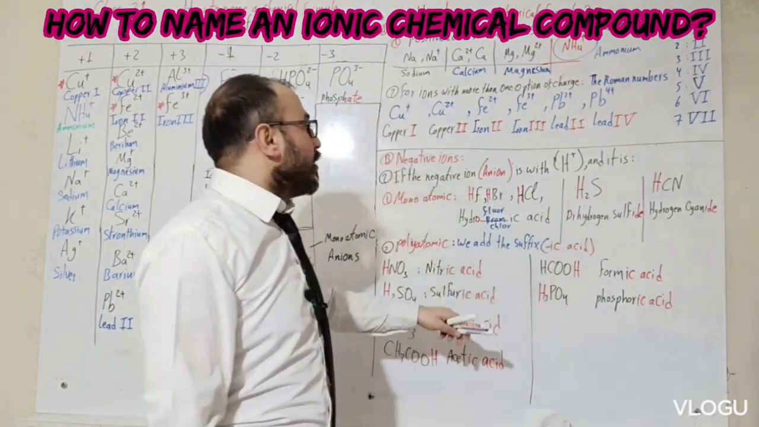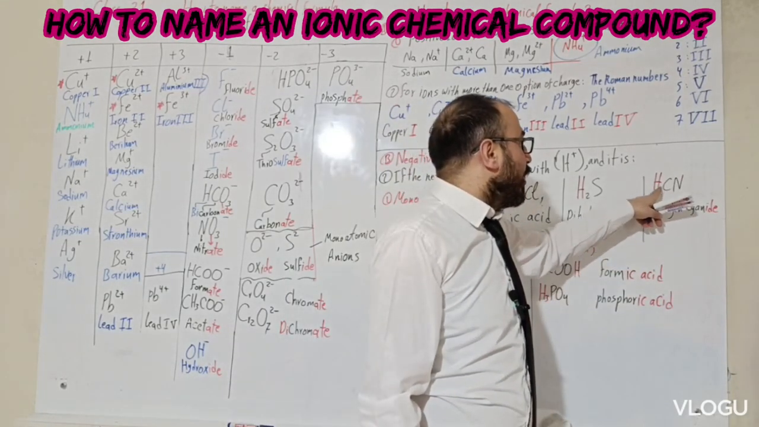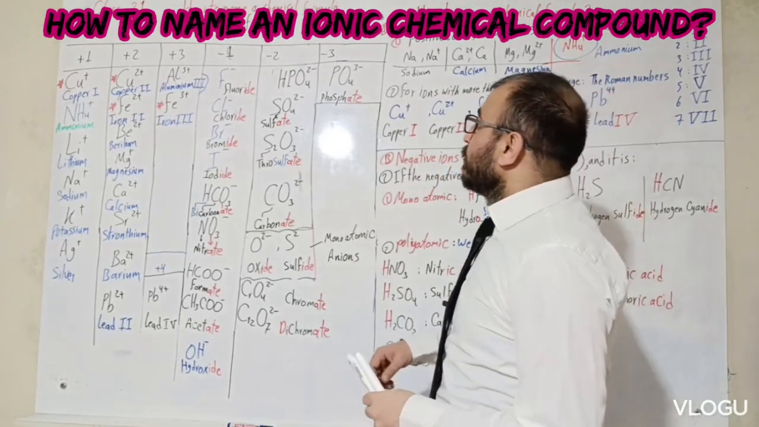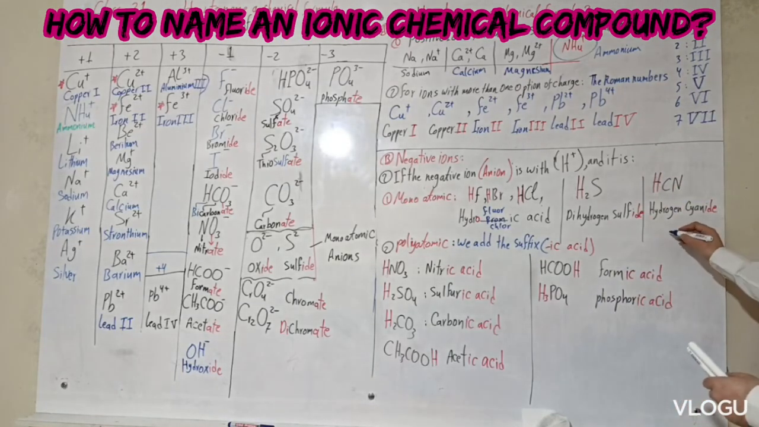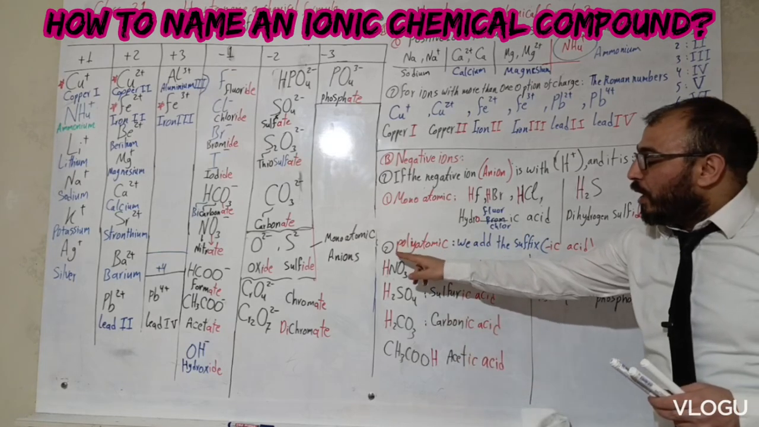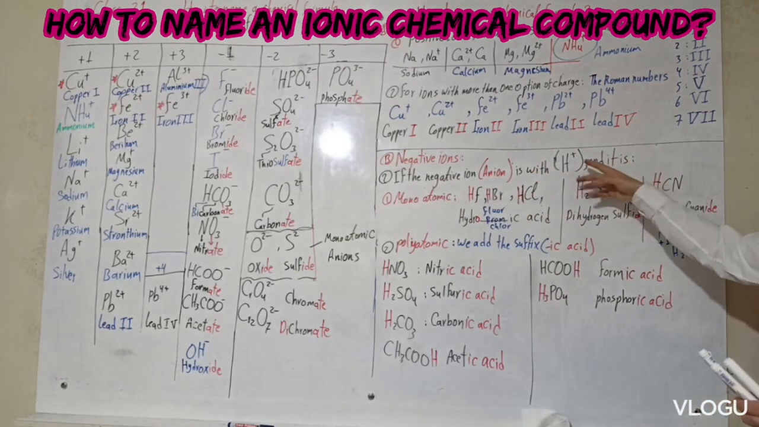For H2S, we call it dihydrogen sulfide. For this one, here we have hydrogen cyanide. And of course, a lot of students ask me, teacher, what about the oxide? When oxygen or oxide is attached to H+, 1 oxide minus 2, multiply them here, we have H2O, which is water.